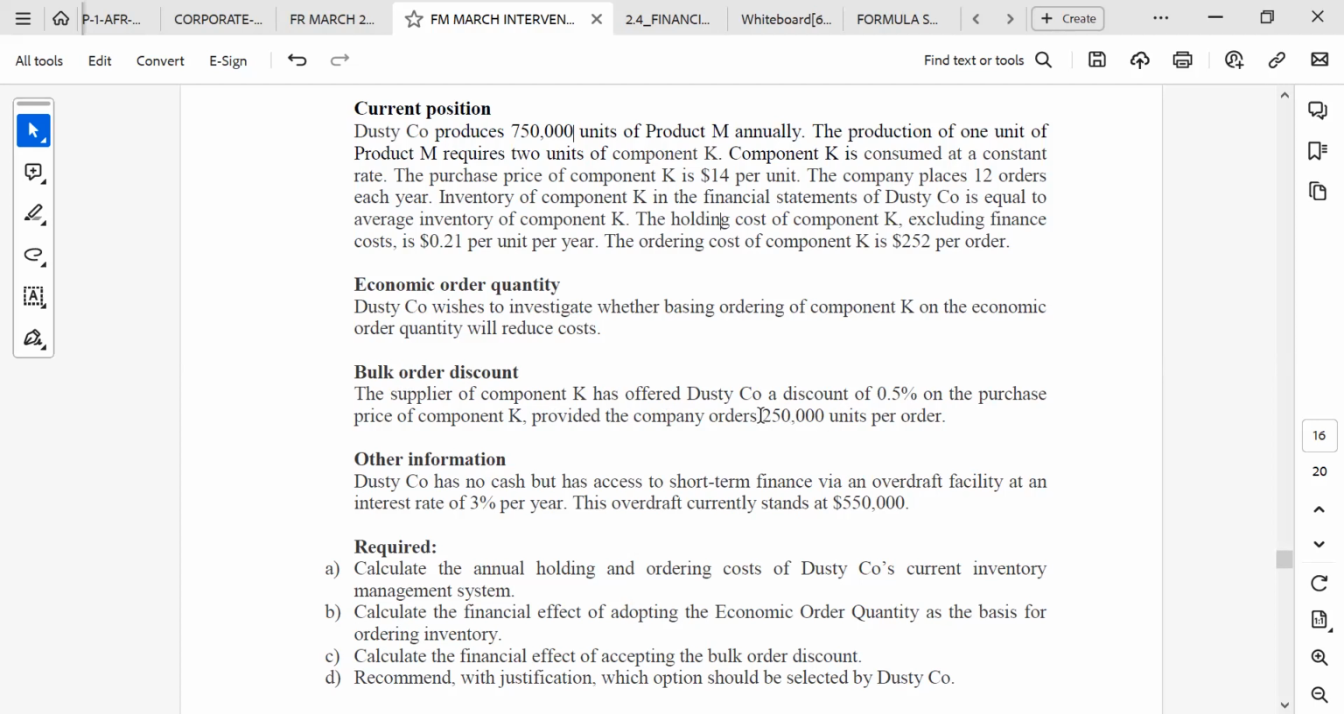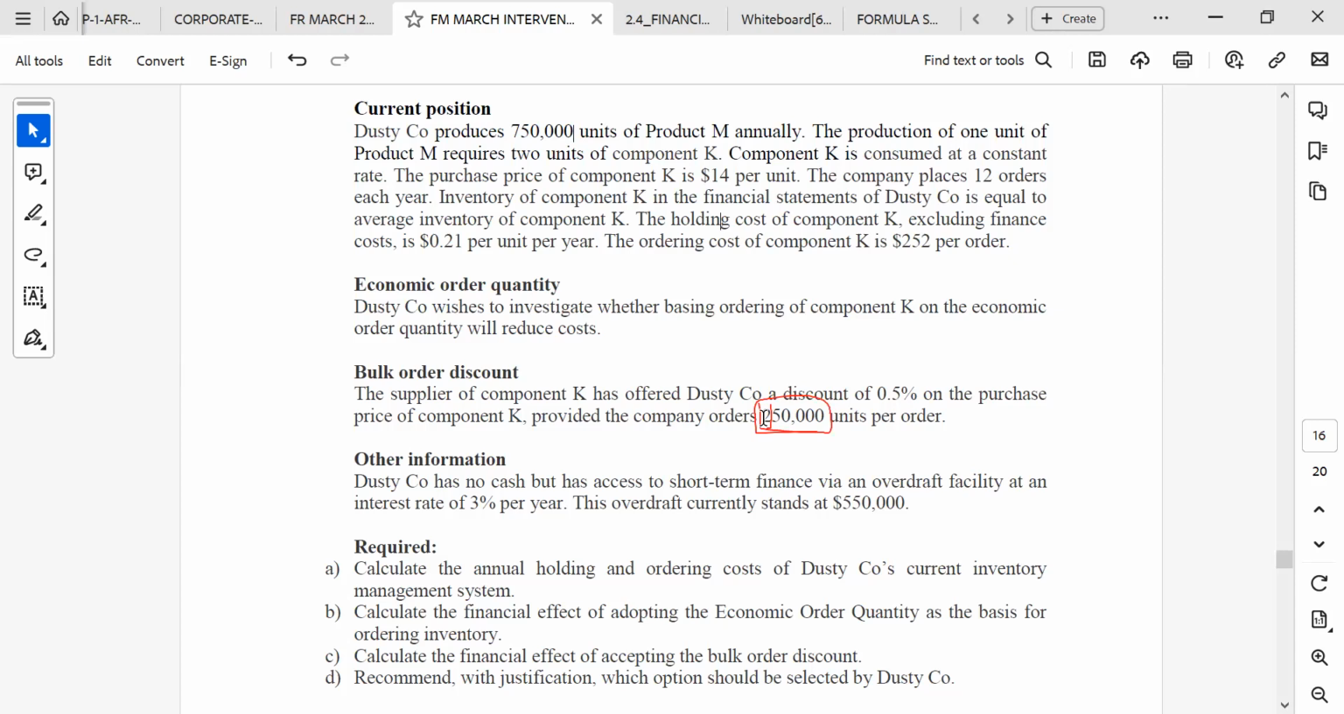What is now under the discount? What is now the new order quantity? Under the discount, what is now the new order quantity for the company? 60,000. Are you sure?